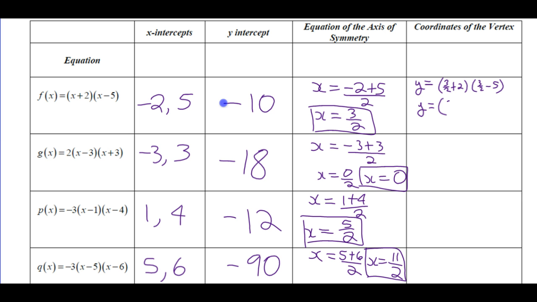So I'm going to go 3/2 plus, so I need to change 2 into halves. So 2 is 4/2, right? And you have to multiply the 2 by 2 because I have to change it into halves. And what's 5? How many halves are there in 5? There are 10 of them, right?